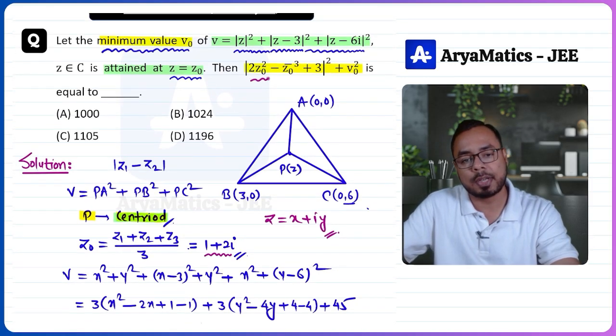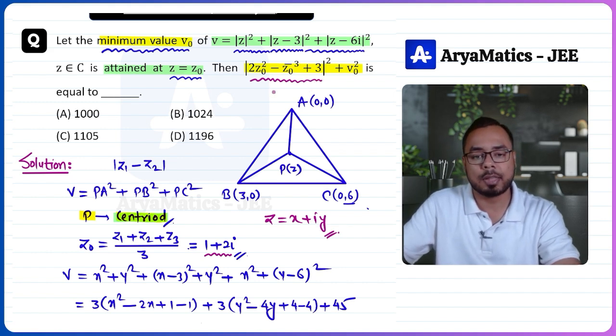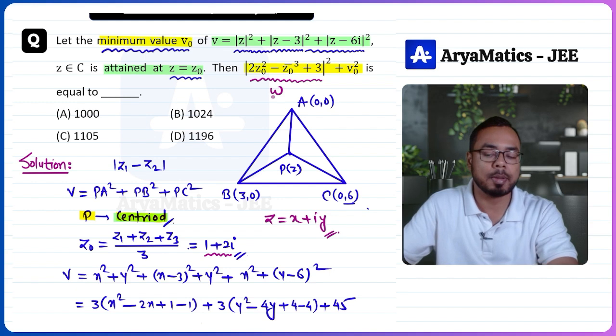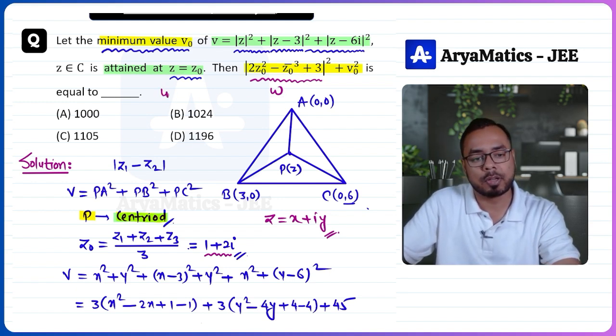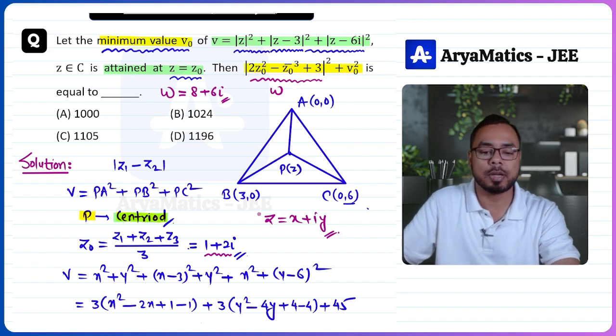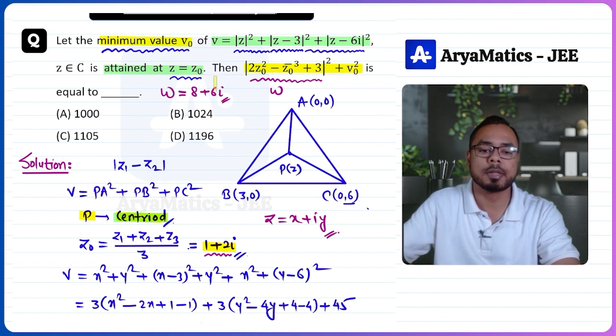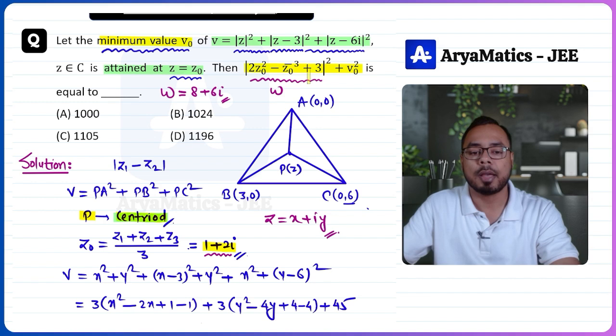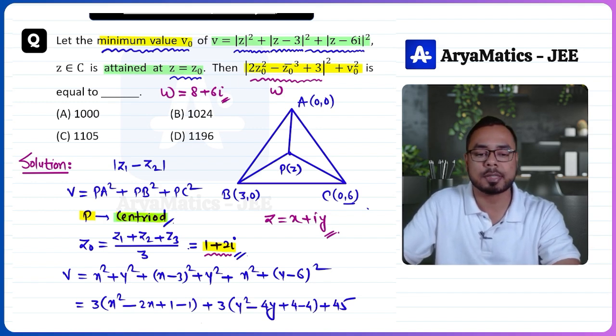Now here in place of z naught, you can substitute 1 plus 2 iota, and let us call this complex number some complex number omega. So in place of z naught, when you substitute 1 plus 2 iota, you will find that omega will become 8 plus 6 iota. Replace z naught with 1 plus 2 iota because z naught will be the centroid of the triangle, or using the square completion method. And after simplification, you will get this complex number omega as 8 plus 6 iota.